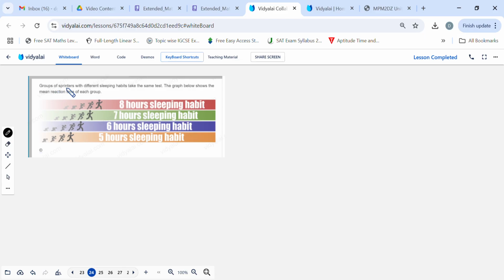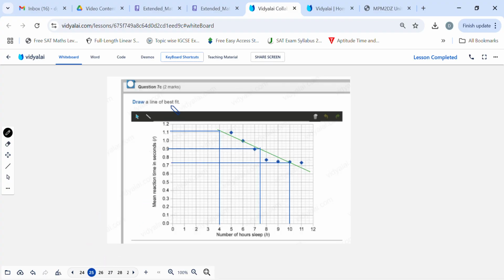Now, groups of sprinters with different sleeping habits take the same test. The graph below shows the mean reaction time of each group. We have to draw a line of best fit. These are the points. Let's draw a line of best fit, which should pass through the maximum number of points, and there should be approximately equal numbers of points above and below the line. So this green line would act as a line of best fit for the given data set.